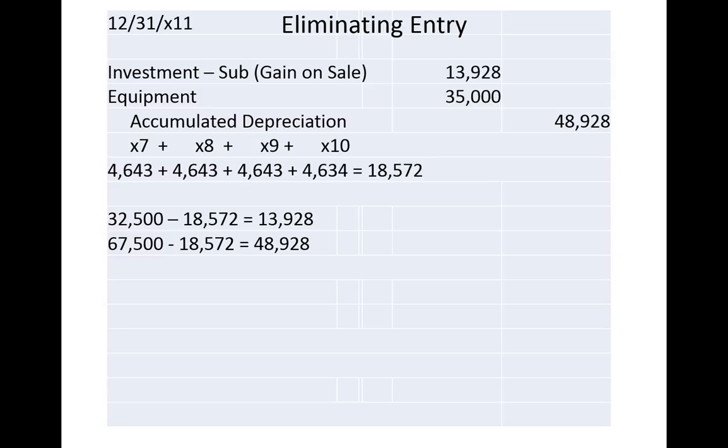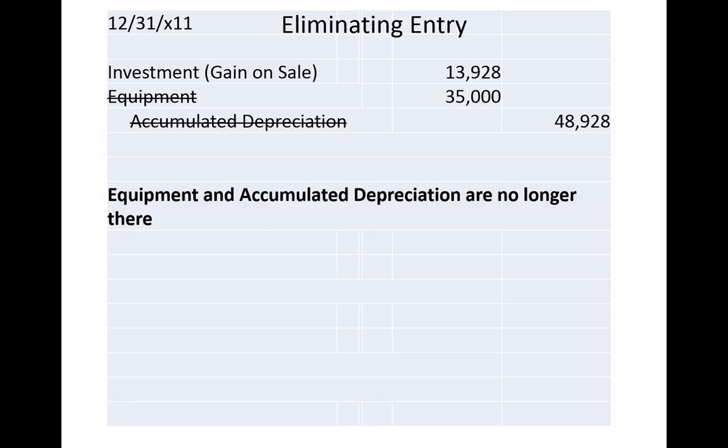Now, what we've seen in prior entries is that the investment in sub account is there, but when we dispose of some asset, say the inventory or the land, when that asset was disposed of, we eliminated that asset account and brought it to some income account. And we know that the equipment and the accumulated depreciation are no longer there. They're gone. They've been sold. And if we net those two numbers together, the accumulated depreciation of $48,928 and the equipment of $35,000, we know that debits must equal credits, so the net number is $13,928. And we know the accumulated depreciation and equipment are no longer there.